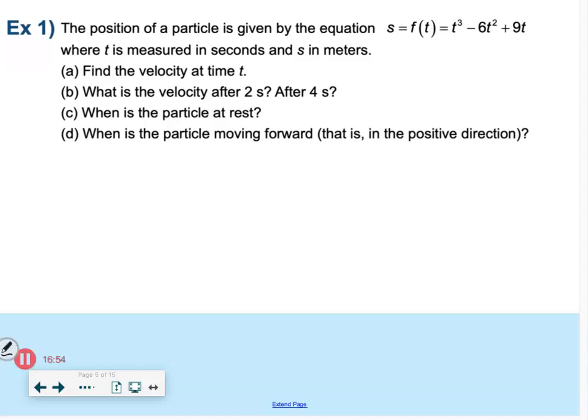All right. I'm going to change this. I don't want to call this f of t. I just want to call it s of t. So just call this position function s of t. So s of t equals t cubed minus 6t squared plus 9t. That's going to be our position function. Time is in seconds. Position is in meters.